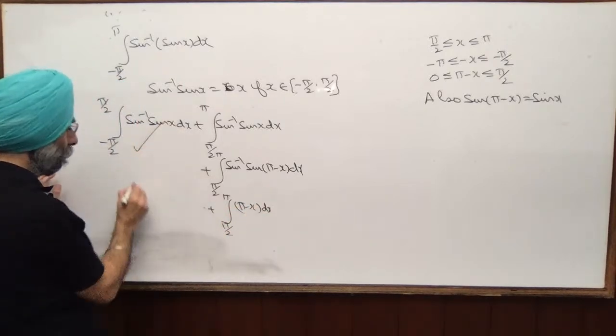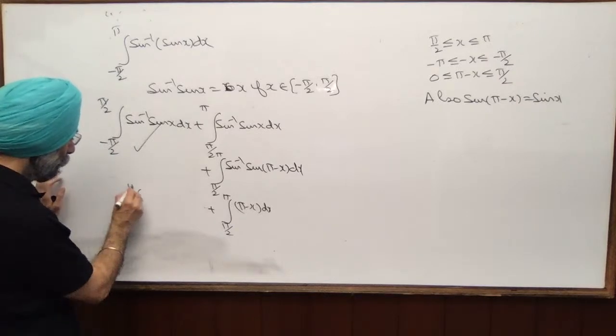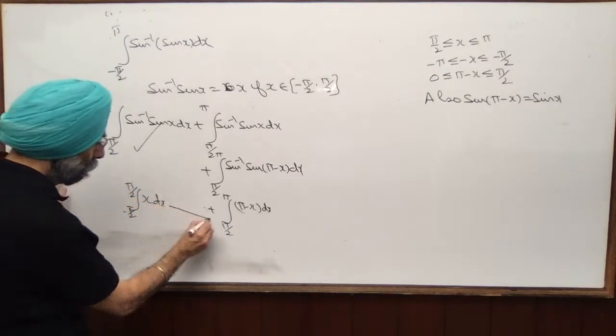So when you integrate, this will be minus pi by 2 to pi by 2 x dx plus this one here.